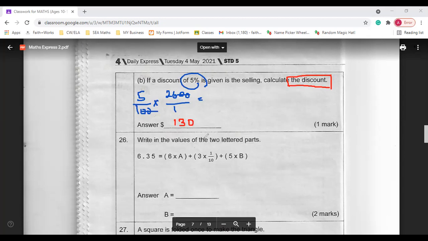Number 26, write the values in the lettered parts. So we have place value here, we have 6.35. 6 is in the ones column, so that's 6 multiplied by 1. So A is 1. 3 is 3 multiplied by 1/10, since it's in the tenths column, and 5 is in the hundredths column, so that's 5 by 1/100, so hundredths. Okay, let's go to the next question.